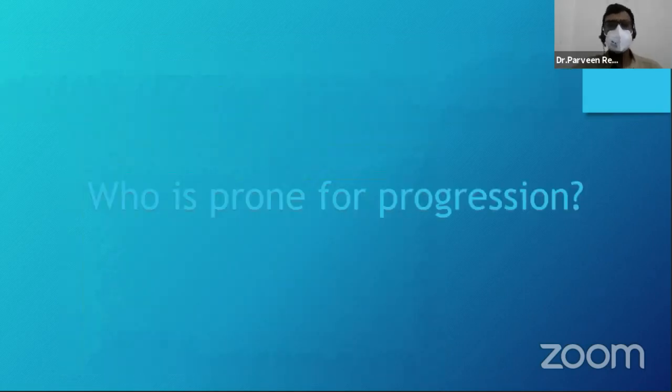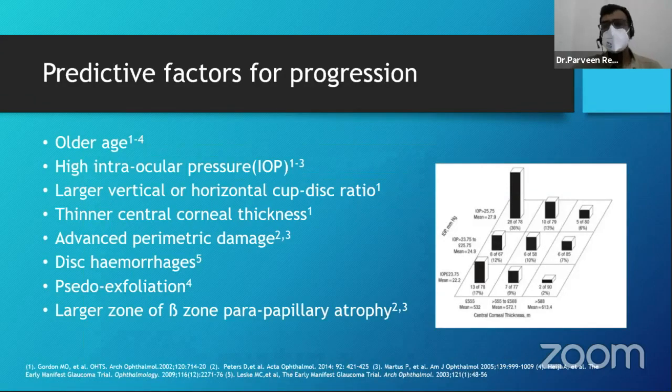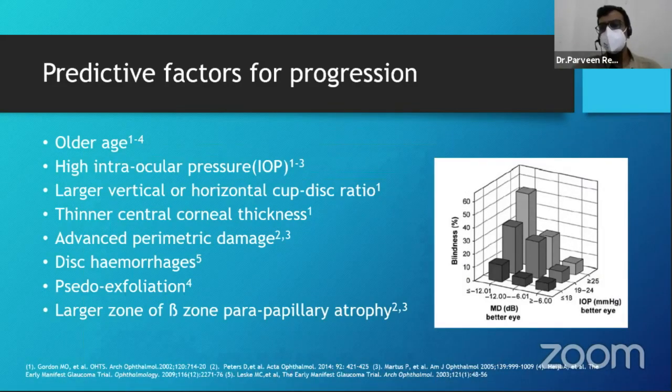Then, who is prone to progression, which Dr. Shweta has already covered: there are some predictive factors which can guide us. Just to summarize, it is older age, high baseline intraocular pressure, larger vertical cup disc ratio, thinner CCT, advanced perimetric damage, disc hemorrhages, pseudoexfoliation, and large areas of parapapillary atrophy, which can lead to rapid progression. Out of these, the most important is the intraocular pressure. If that is high, then the probability of progression is very high. That's what we have seen from many randomized trials.